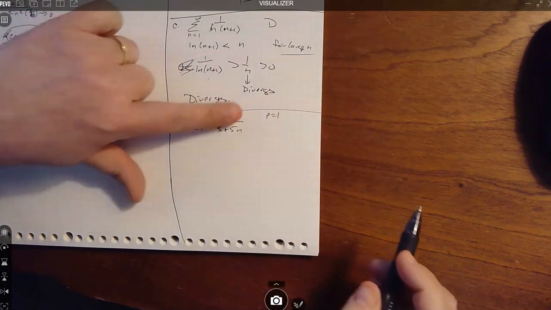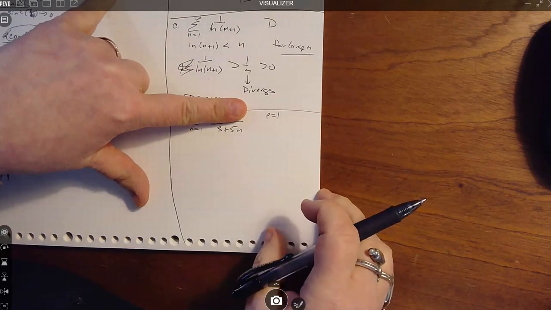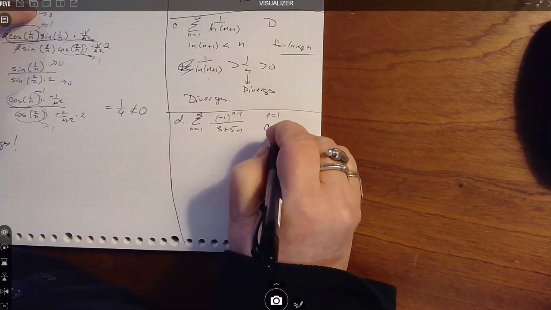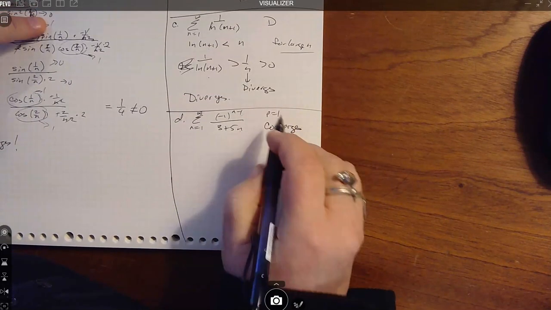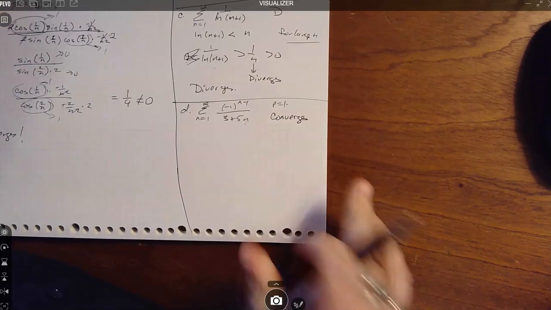So if it wasn't alternating, I would be upset. I'd not be upset, I don't really care. It would diverge. But because it's alternating, I know this thing converges. It's alternating, the terms are decreasing, and the terms go to 0.